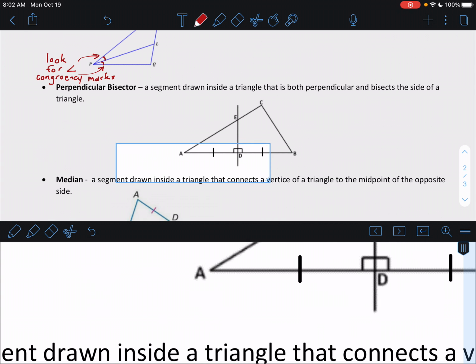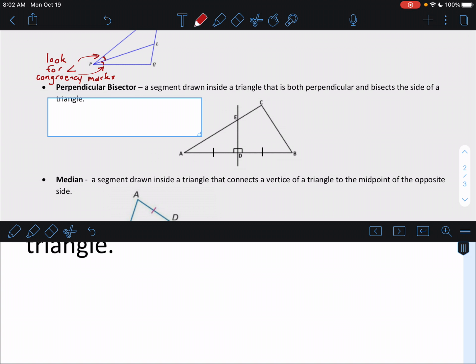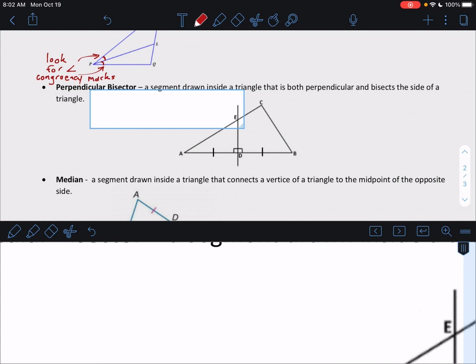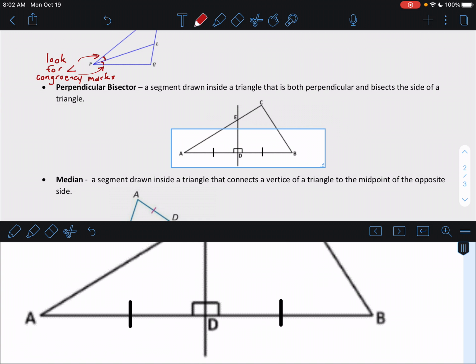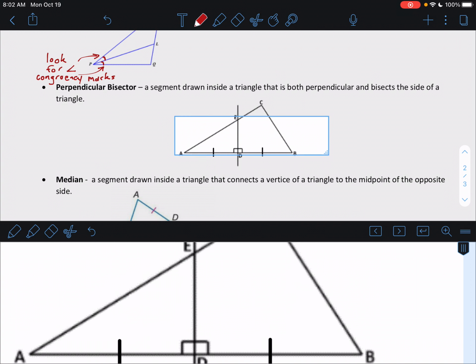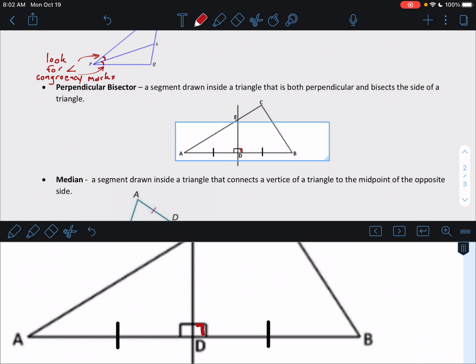The next type is going to be a perpendicular bisector. We've also learned about perpendicular bisectors before. A perpendicular bisector is a segment drawn inside a triangle that is both perpendicular and bisects the side of a triangle. We can see that this segment is perpendicular because it has a right angle, and it is a bisector because this segment AD and this segment BD have those tick marks, which tells me that they're congruent. So it split that segment AB in half.